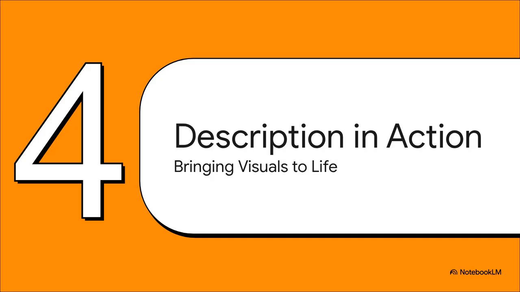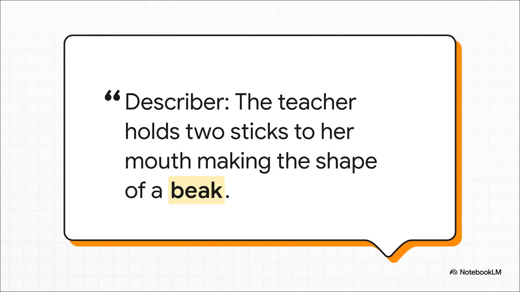This all sounds good on paper, right? But what does it actually sound like in practice? Let's check out a few examples from the source material that really show how these descriptions can bring visuals to life. So in this first one, from a video about teaching evolution, the teacher just says, "You will pretend to be a species of wading bird that has a beak like this." Now, if you can't see her, that means absolutely nothing. But with the audio description, the teacher holds two of the sticks to her mouth, making the shape of a beak. Bam! The image is perfectly clear.